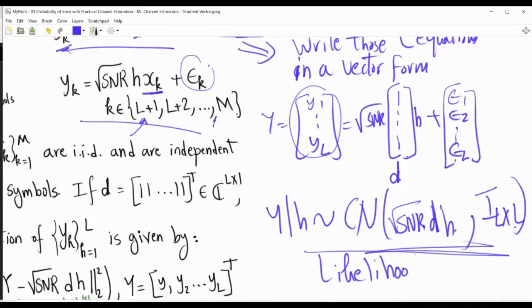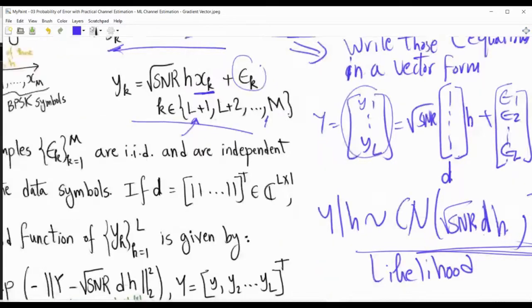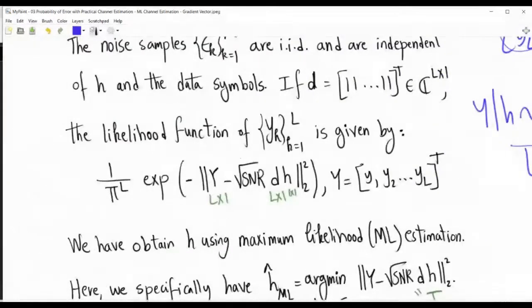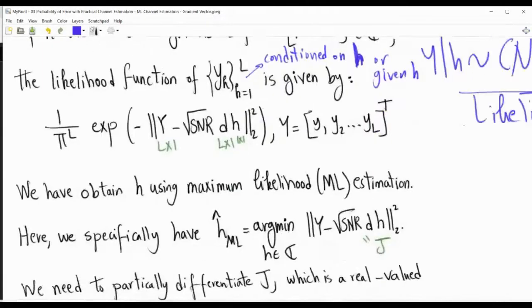It's complex Gaussian with this mean here, which depends on the channel H, and with a covariance equal to identity. So this is the likelihood function given our assumption. To be correct, it is conditioned on H, or given H. We are treating H here as a constant. And so how can we estimate H?